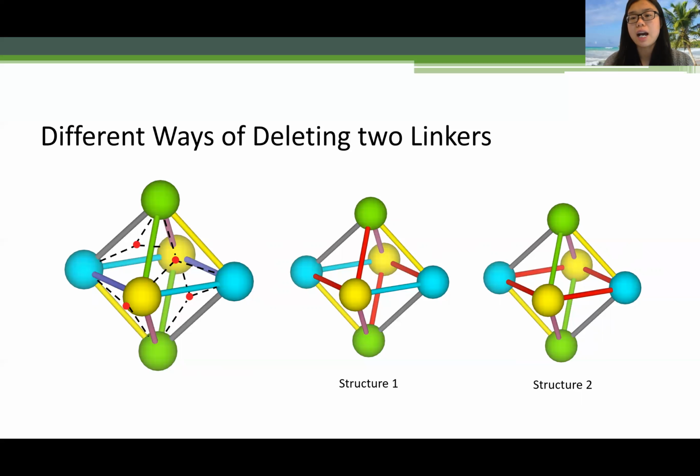Because UiO-66 is a highly symmetrical structure, there are only two different ways of deleting two linkers in a primitive cell. The first one, on the left, is the simplified structure of UiO-66. Those circles represent zirconium atoms. The solid line represents organic linkers. The dotted line represents the bond between zirconium and mu3-OH. Those dots are mu3-OH.